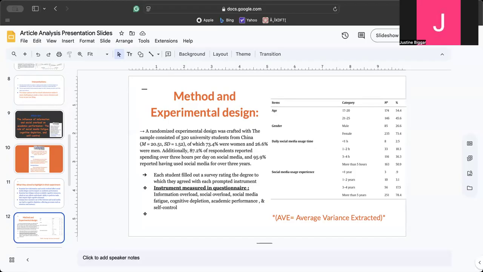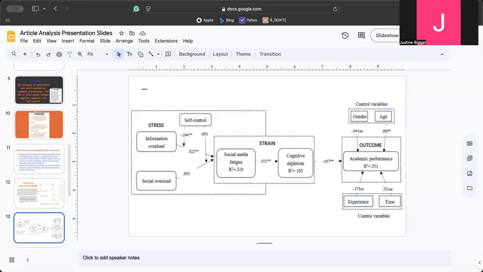Also, AVE stands for the average variance extracted. So this was kind of their visual result. And as you can see, stress and social overload, as well as self-control, have an effect on the strain of social media fatigue and cognitive depletion, which results in a stunted academic performance as the outcome, with the control variables being experience, time, age, and gender.